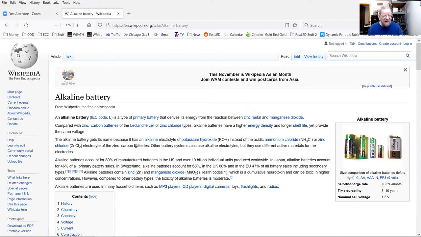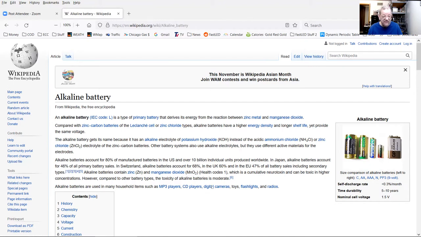And notice, because it has potassium hydroxide instead of acidic materials in there, that makes for a quote unquote better battery. And since then, they've come up with other types of batteries.